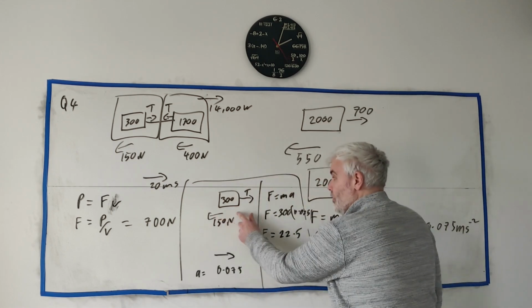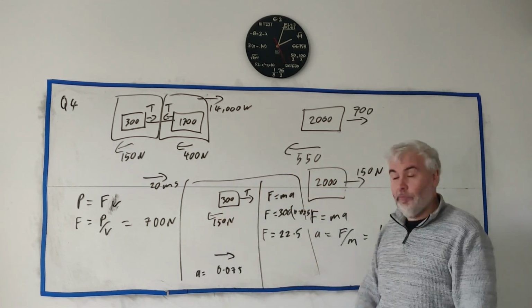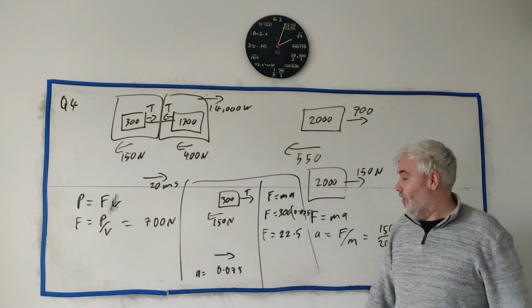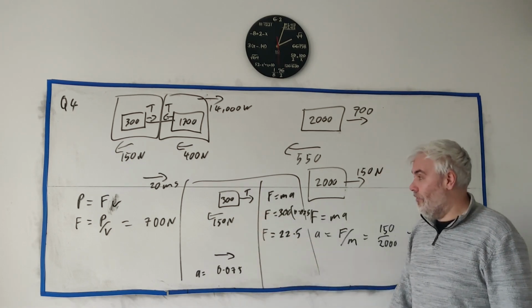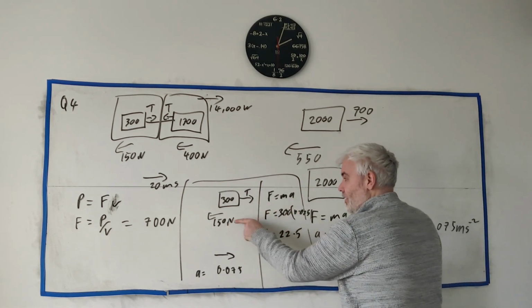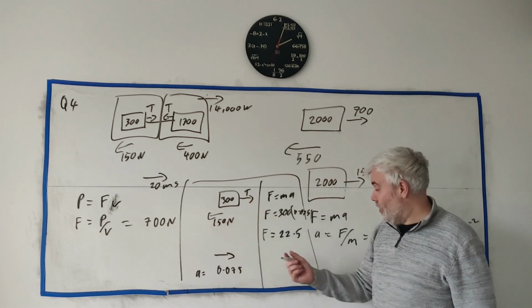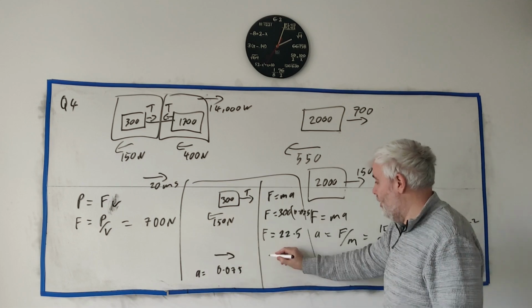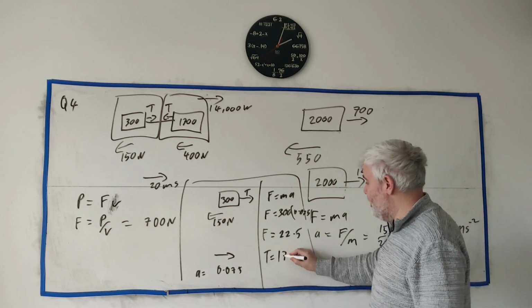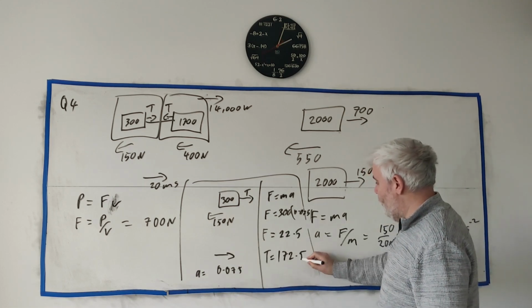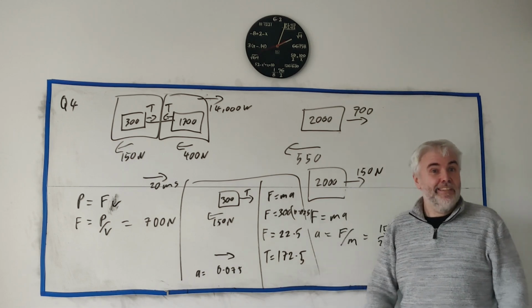So these two forces must add together to get 22.5, because these are the only forces here. One is positive, one is a minus. So what must T be? T must be 22.5 bigger than this. T must equal 172.5. And that's the full answer.